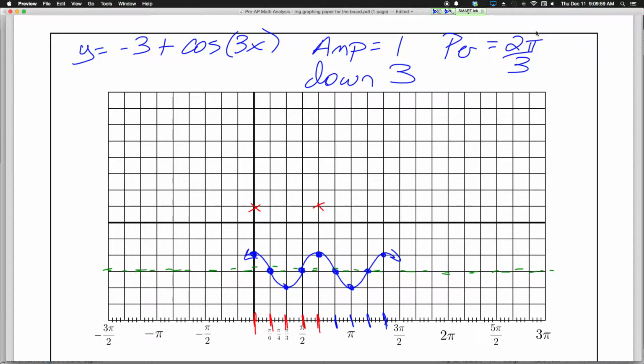So we found the amplitude, we found the period, we found the shift. We marked our original start and stop. Since it had a vertical shift, we put a new x-axis. Then I moved my original start and stop, whatever my shift was, and then I got the rest of my dots, and then drew my graph. One more.